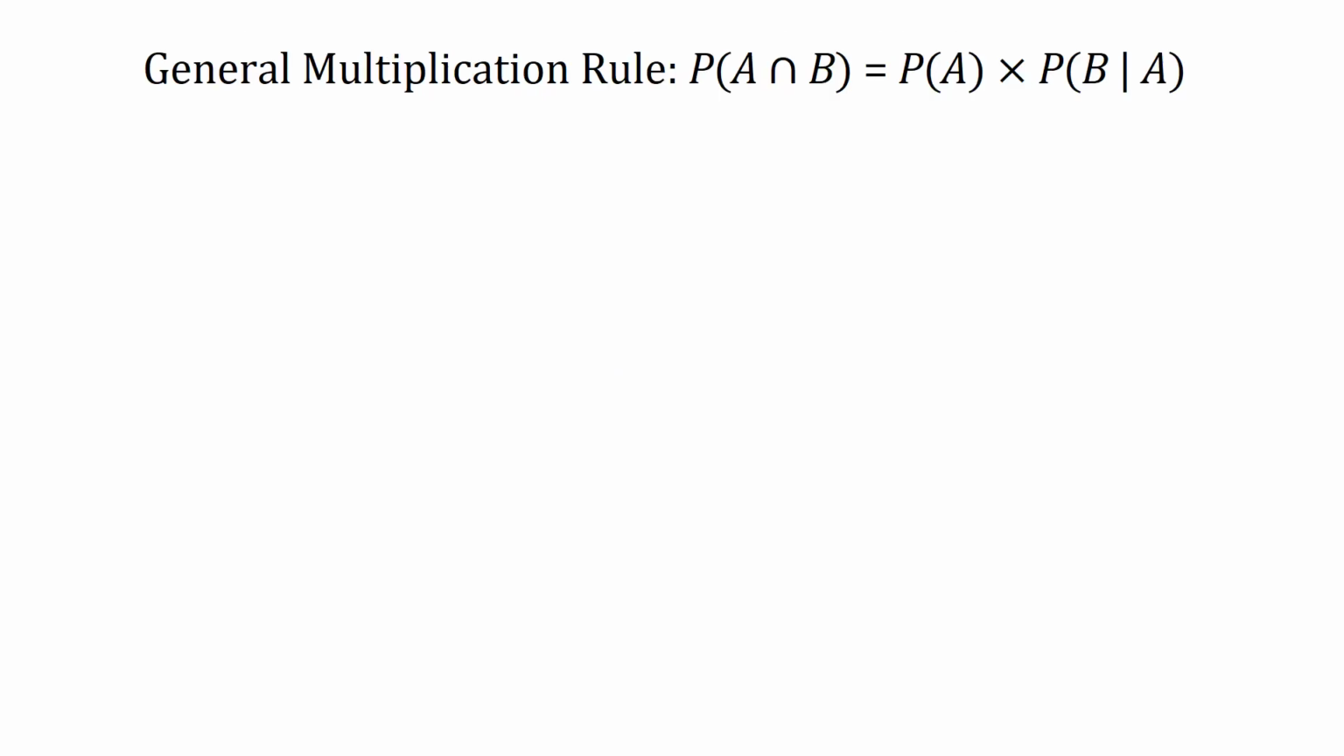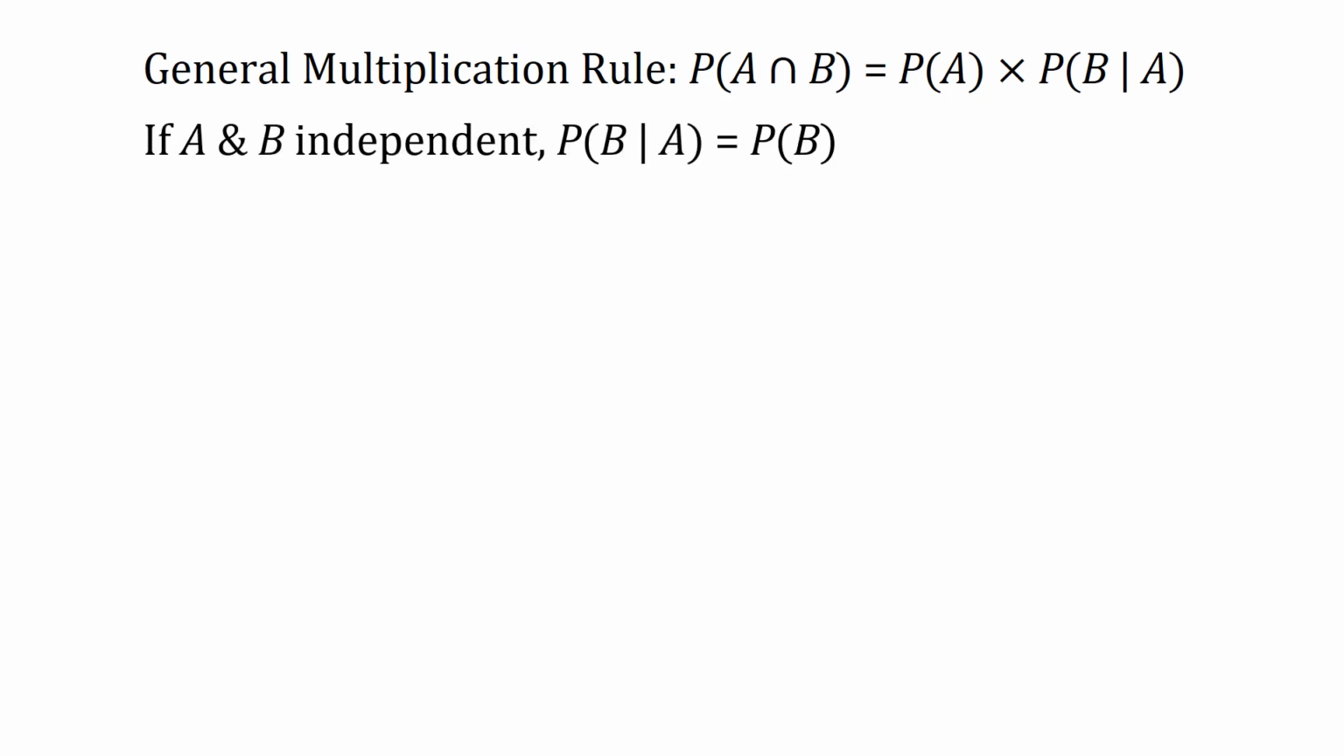To think back to a couple of tools we've looked at so far over the past few videos, we looked at the general multiplication rule, which remember was just a rearranging of the definition of conditional probability. To get the intersection of two events, I take the probability of one multiplied by the conditional probability of the other one given the first one. And as we just saw, if two events are independent, the conditional probability is the same as the unconditional probability.